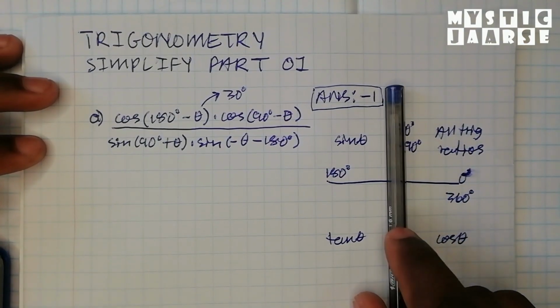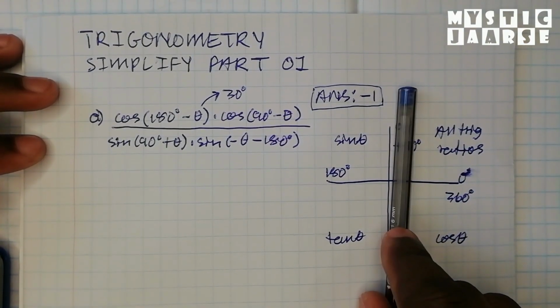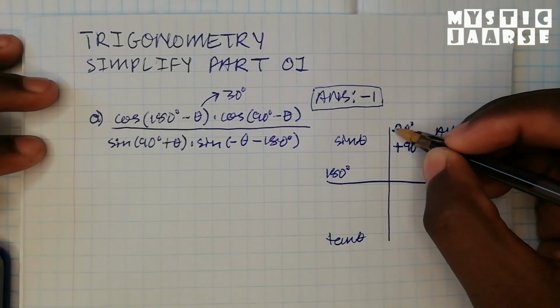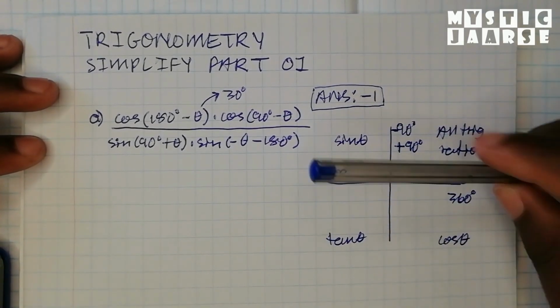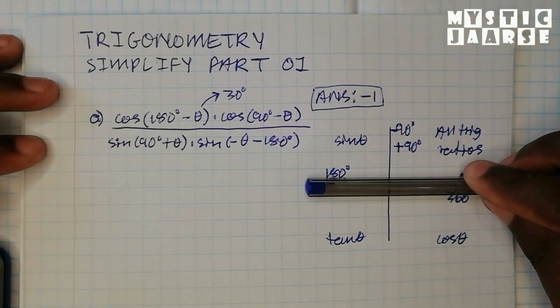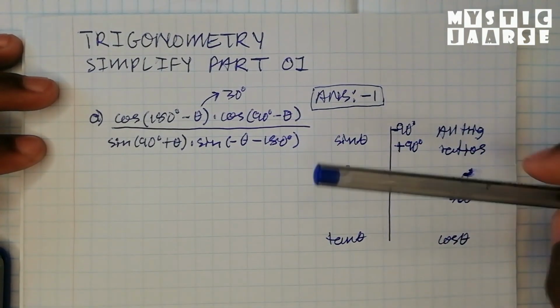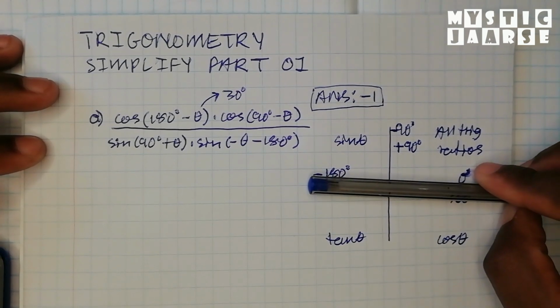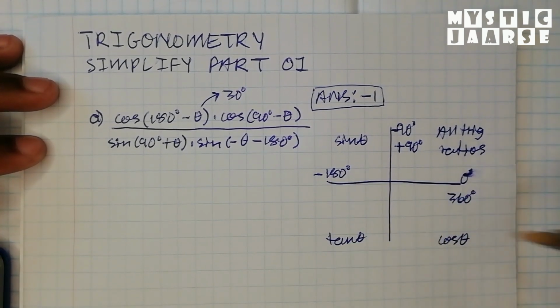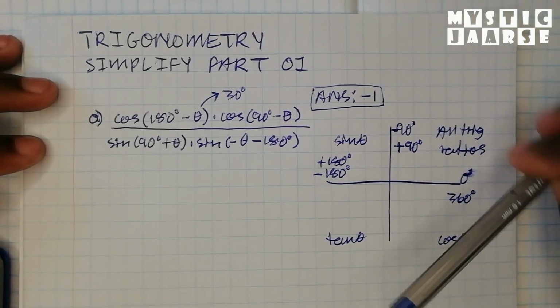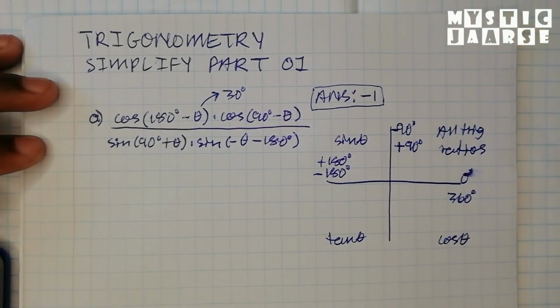But when we start at 90 degrees and go below it, we have minus 90 degrees. When we are at 180 and we go below it, we have -180 degrees, and when we are at 180 degrees and go beyond it, we have plus 180 degrees. I'm not going to deal with 270 because we never usually use it to reduce our angles.